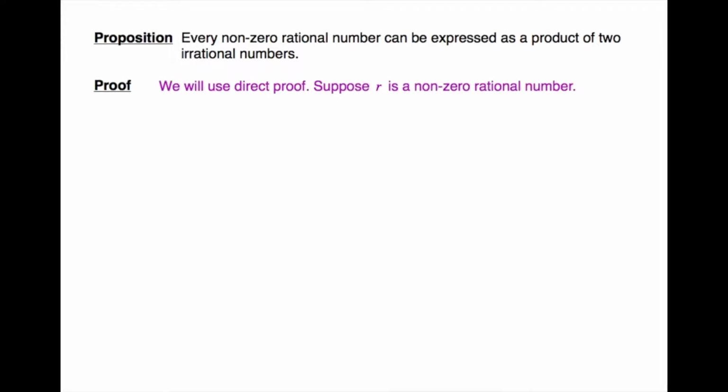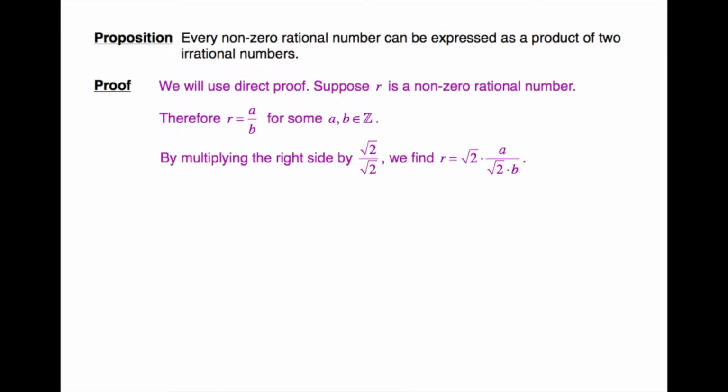We will use direct proof. So we suppose that the rational number we were discussing is called R, and that means R equals A over B for some integers A and B. By multiplying the right side by 1, root 2 over root 2, we can write R equals root 2 times A over root 2 times B. Now this is what happens. Root 2 is an irrational number, and it's multiplied by what we hope is also an irrational number. And if that is the case, we have completed our proof, because irrational multiplied by irrational equals whatever rational we had.